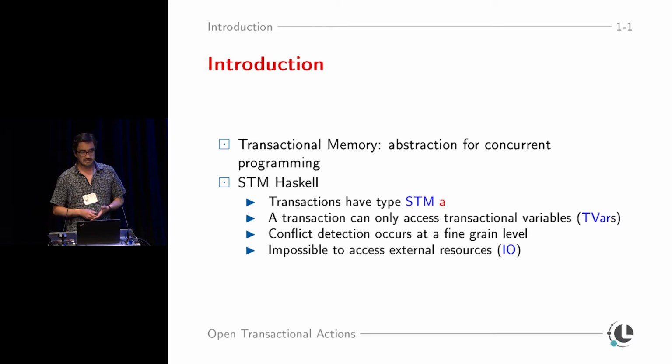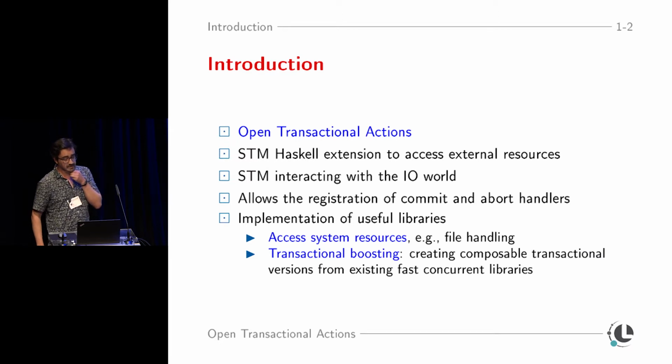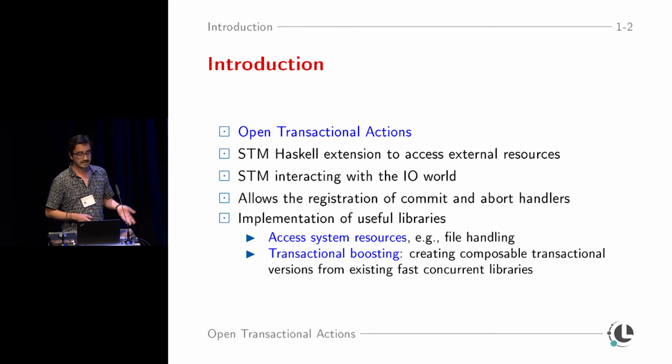Conflict detection is done at a fine-grained level, at the level of reads and writes to TVars. And of course, it's impossible to access external resources inside of transactions because they have type IO. So what I'm presenting in this talk is Open Transactional Actions, which is an STM Haskell extension to access external resources inside of transactions. What we want is to provide interaction between the STM world and the IO world.